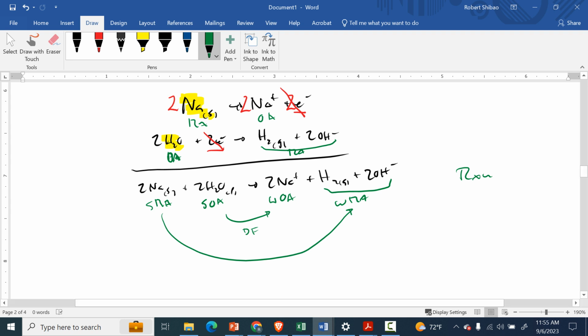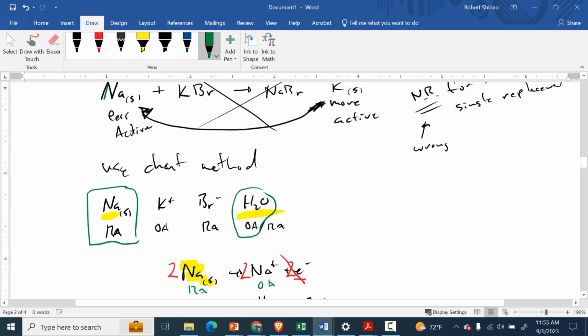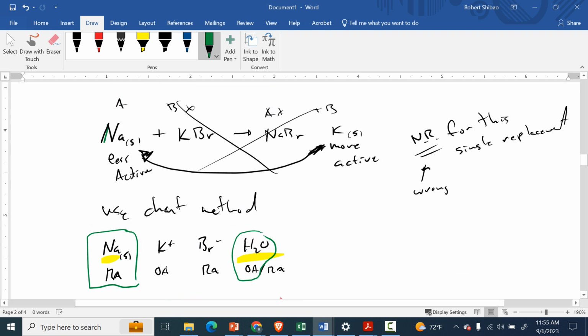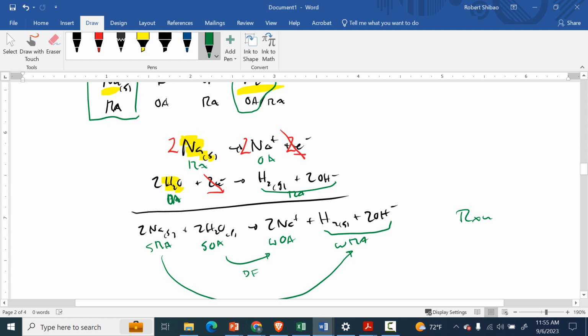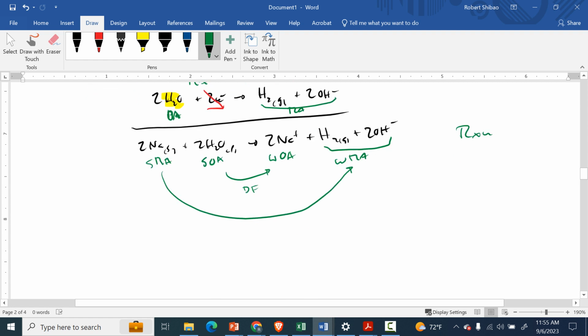And so this one is something we'd miss if we just went ahead and blindly used the single replacement form, which appears to fit here.